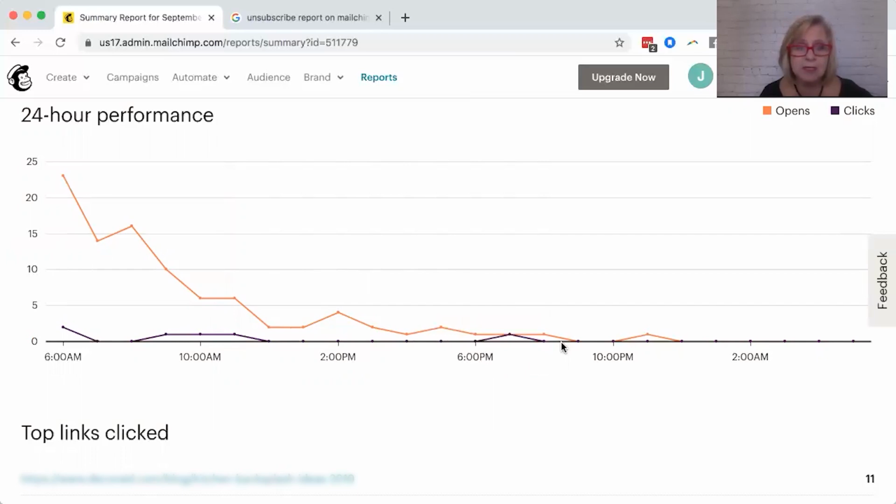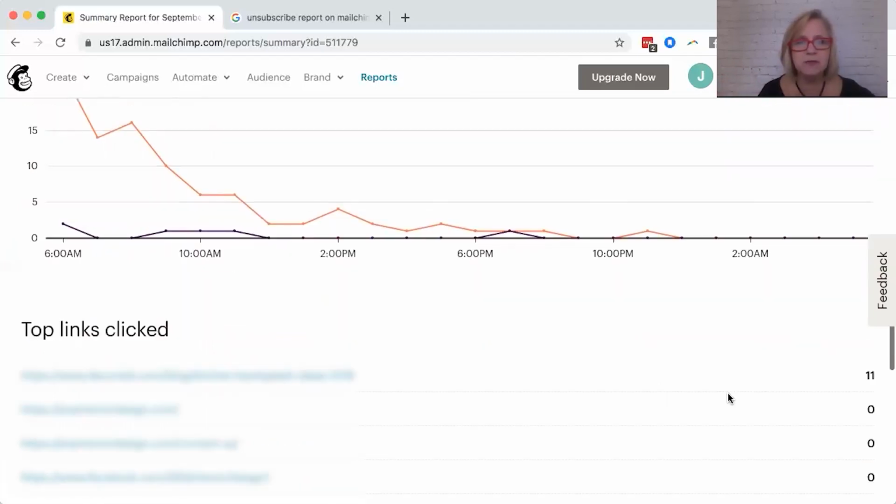Now, sometimes if it is more business to consumer, you may find that there's a jump in the 8 to 9 o'clock or the 7 to 8 o'clock, because what happens is people go home in the evenings, and that's when they have time to sit down and open emails that are non-business related. So this is definitely important to see, because you may find that you can get a better open rate by sending something at a different time or a different day of the week. So this is going to help you with the time of day.